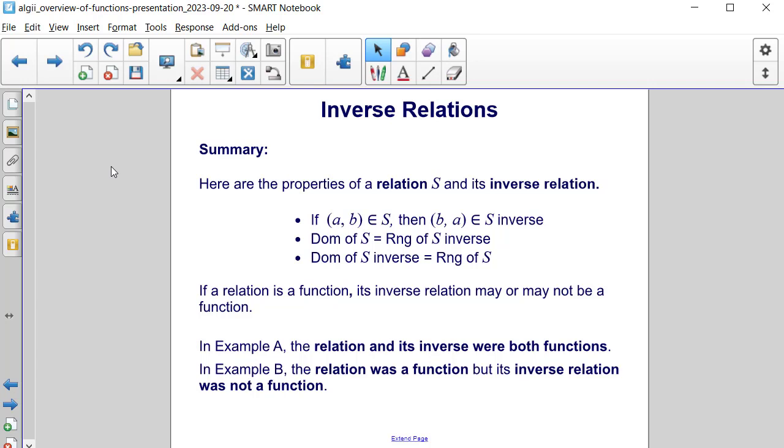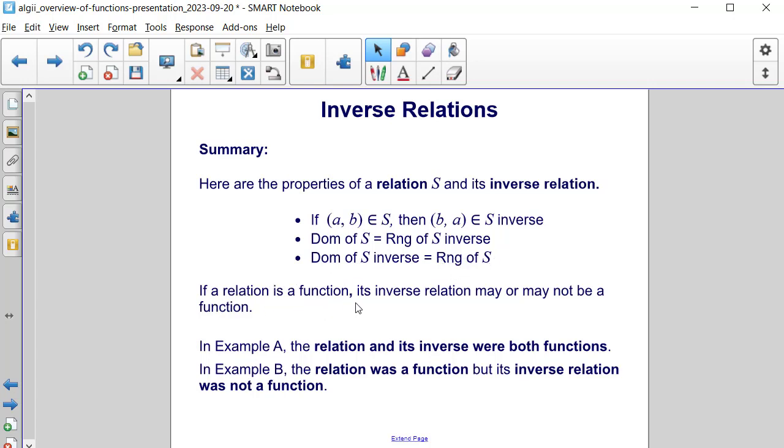Here's a summary of the inverse relations that we have looked at. The properties of a relation S and its inverse relation match these 3 conditions. If the point (A, B) is contained in relation S, then the point (B, A) is contained in S inverse. The domain of relation S is equal to the range of relation S inverse. And the domain of S inverse is equal to the range of S.